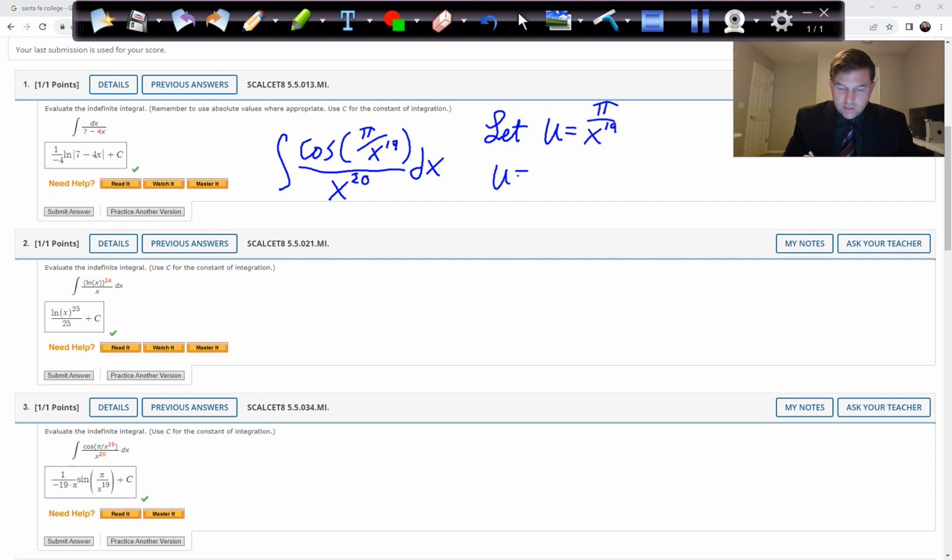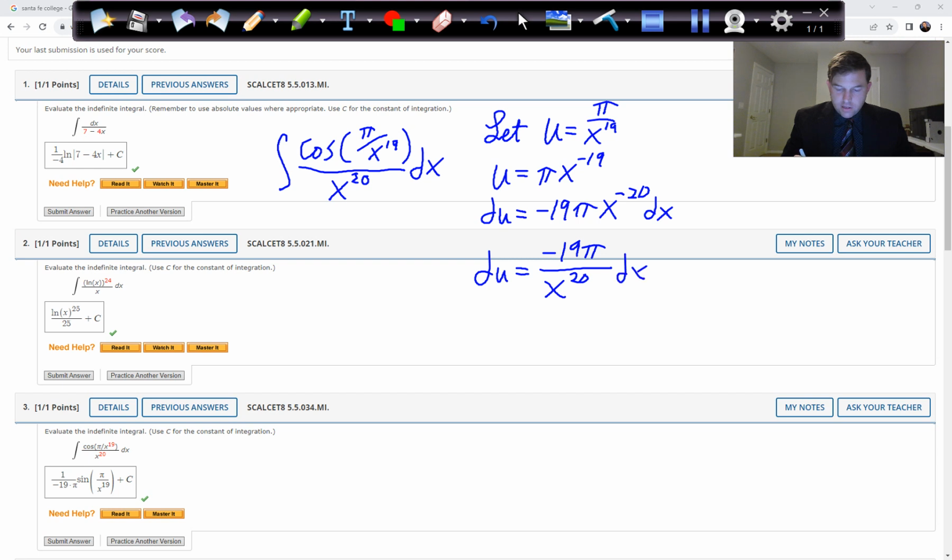Now that's really pi times x to the minus 19th power. Therefore, the derivative of this is bring the minus 19 down. Pi is a constant, it sticks around. Then it's x to the minus 20th. So reviewing power rule for derivative, power comes down, subtract 1 from the power, so we get this. And then a dx. Now to solve for dx, actually, let me rewrite this a little more. du is then minus 19 pi over x to the 20th dx.